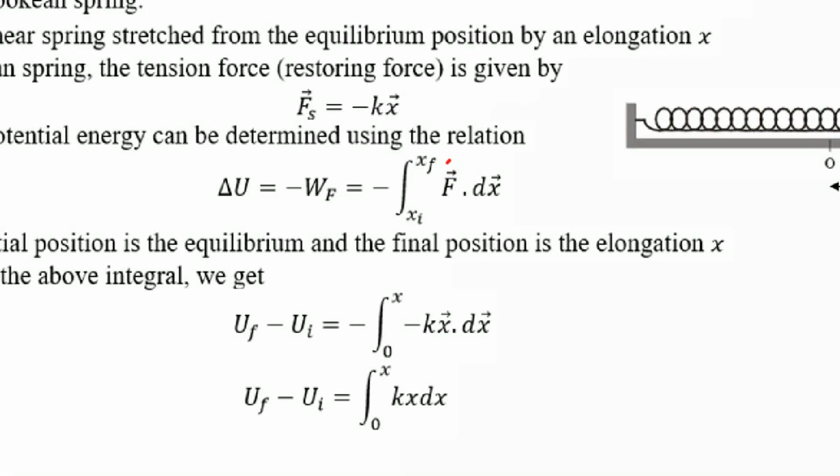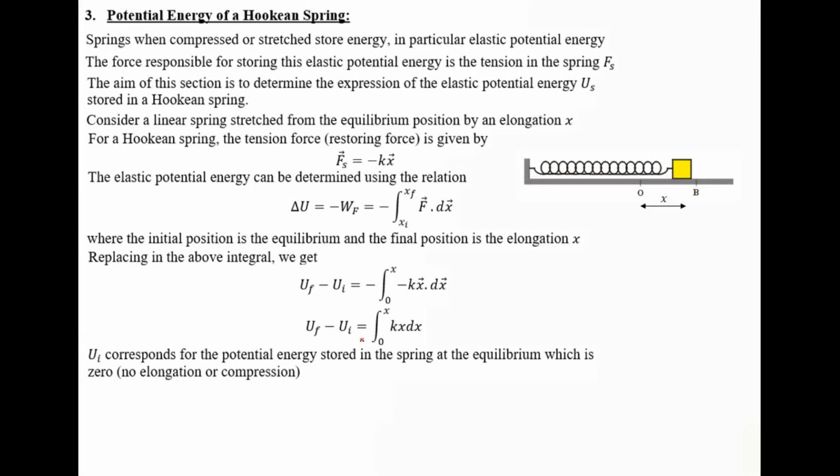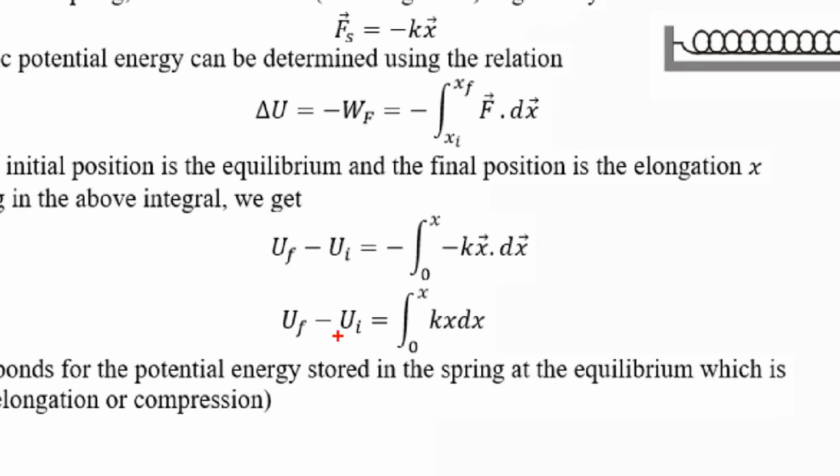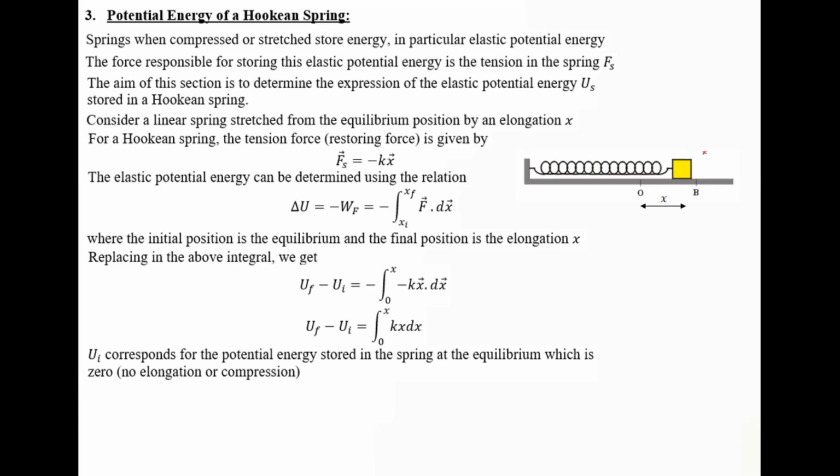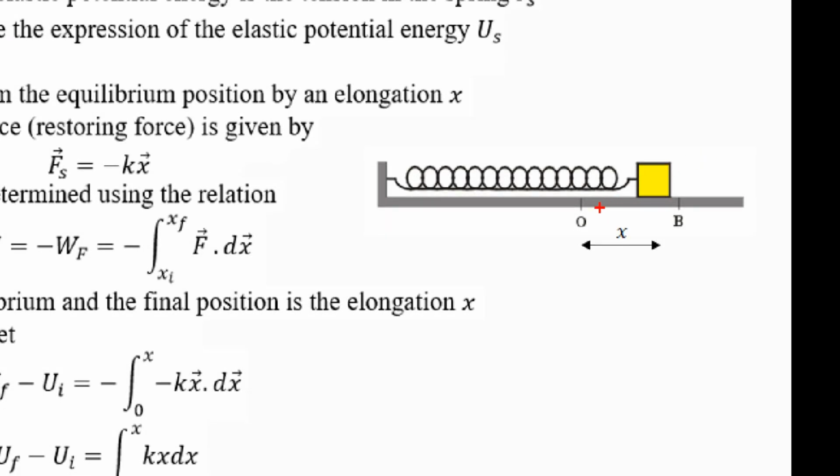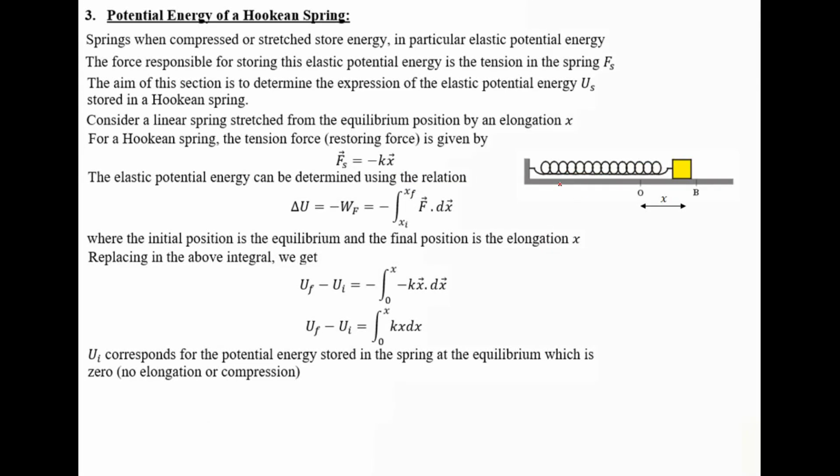Now F here has been replaced by minus kx. Now minus times minus will give us plus. Ui corresponds to the potential energy stored in the spring at equilibrium, which is 0, no elongation or compression. What is Ui? Ui is the potential energy stored in the spring at this point. When the block is at this point, there is no elongation or compression, which means the spring is unstretched, and the potential energy in the spring is 0. For this reason, that would be replaced by 0.